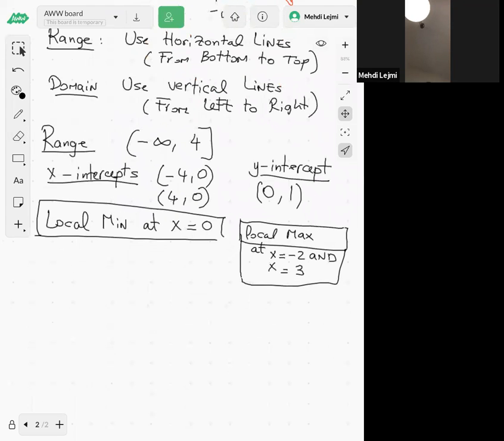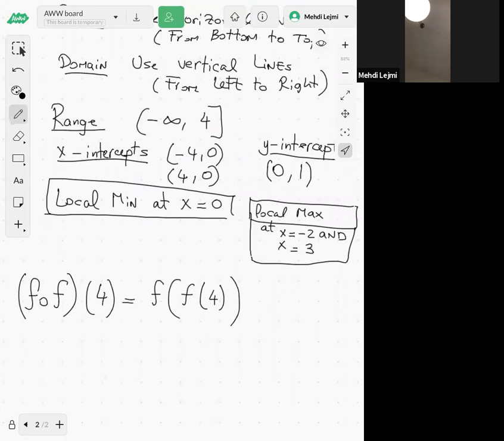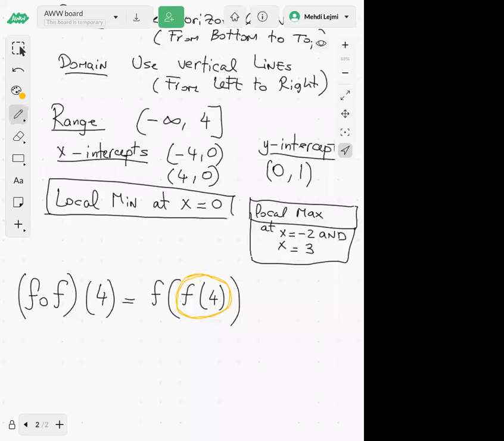F of -2, that's equal to 4, right? Now, what about f composed with f of 4? So this is by definition, guys. So we have first f, and then parentheses, we have another f of 4. First, we have to evaluate what's inside the parentheses. So inside the parentheses, we have this f of 4. It's equal to 2.